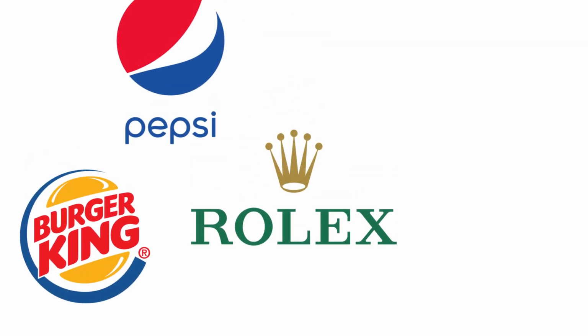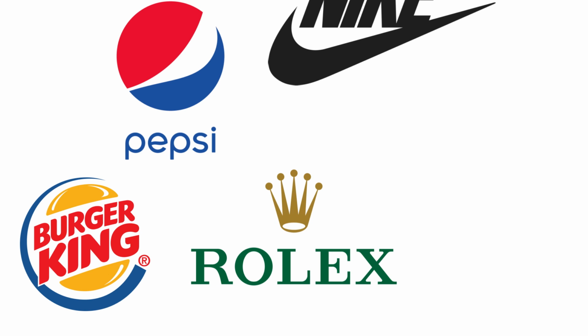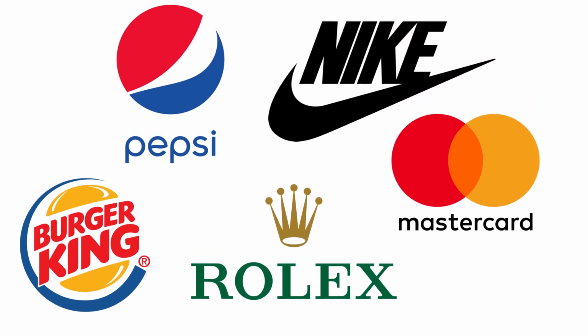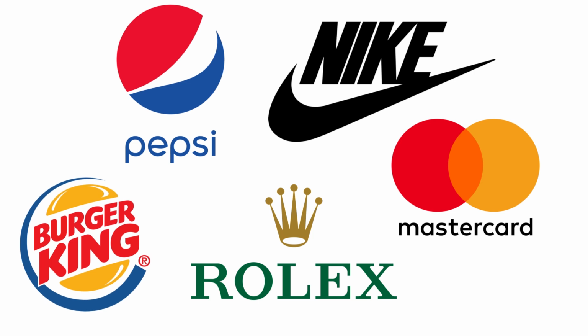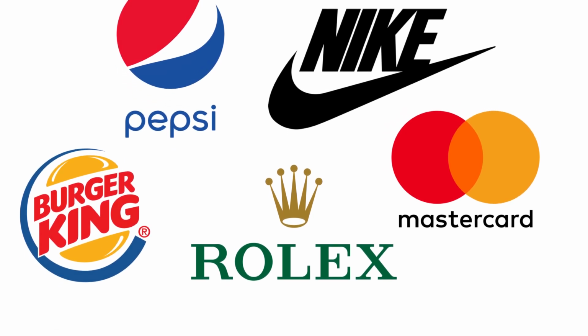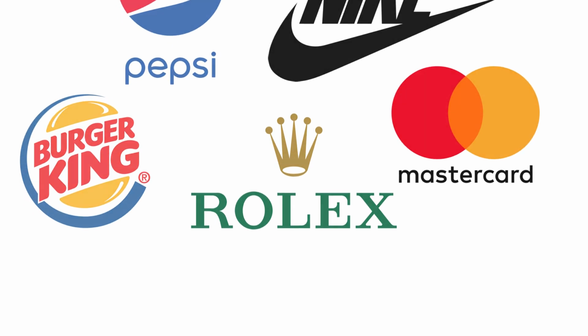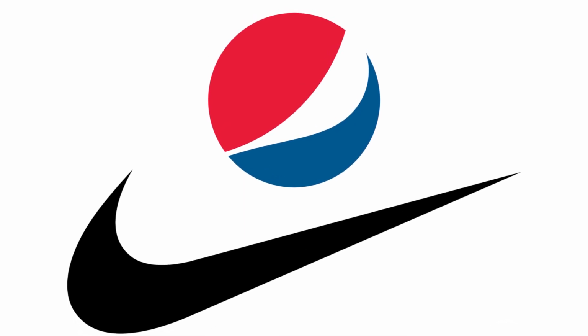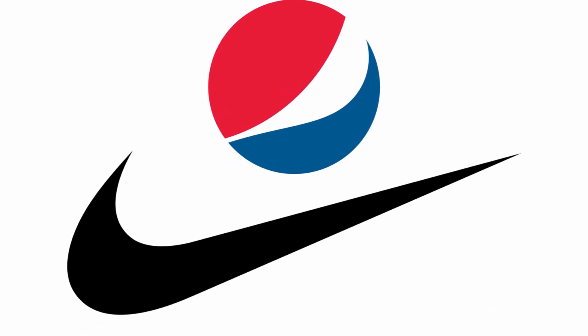Burger King, Pepsi, Rolex, Nike, MasterCard. These are all examples of combination marks. And these logotypes can also be used without the name. For example, Pepsi and Nike can be used without the name and everyone can understand that it's Pepsi or Nike.